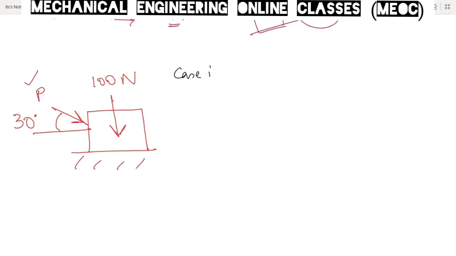So case 1 is when P is 35 Newton. Let F be the frictional force that is required to maintain the static equilibrium condition. So the FBD could be: the weight is acting vertically downward, that is 100 Newton. P is already given, and there is the normal reaction. Because P has a rightward component, the object will tend to move rightward only, so I can take the friction to be acting leftward. So this is the FBD of the given problem.